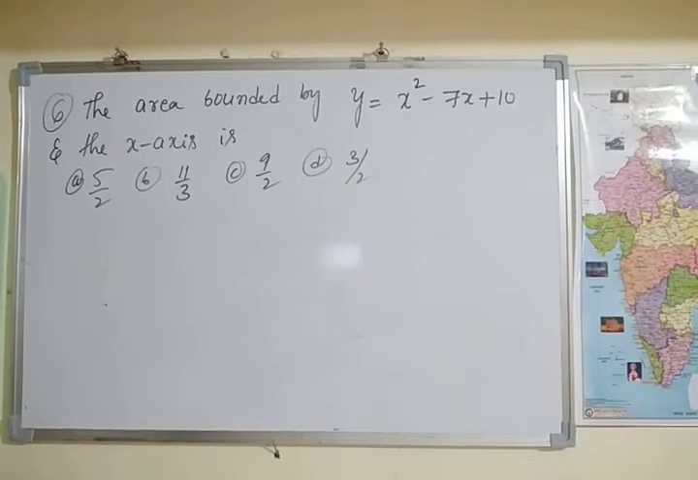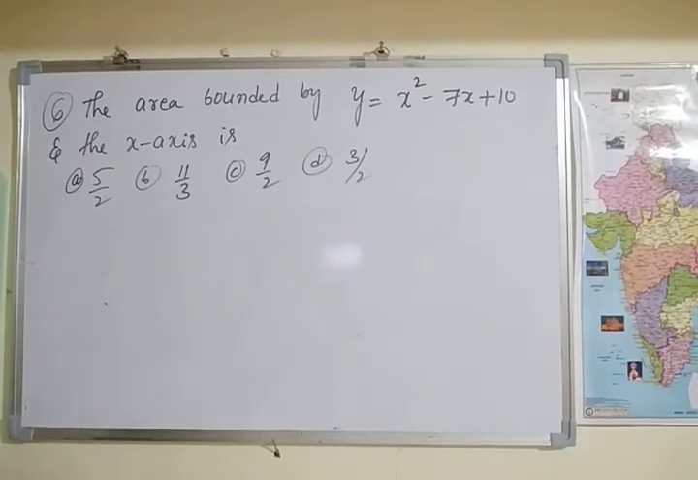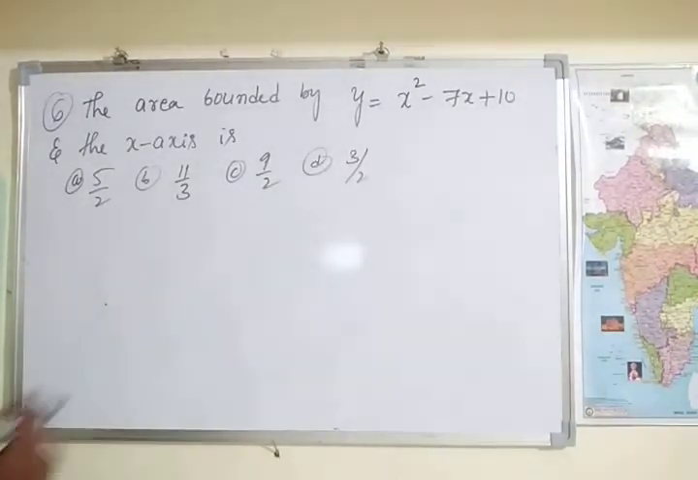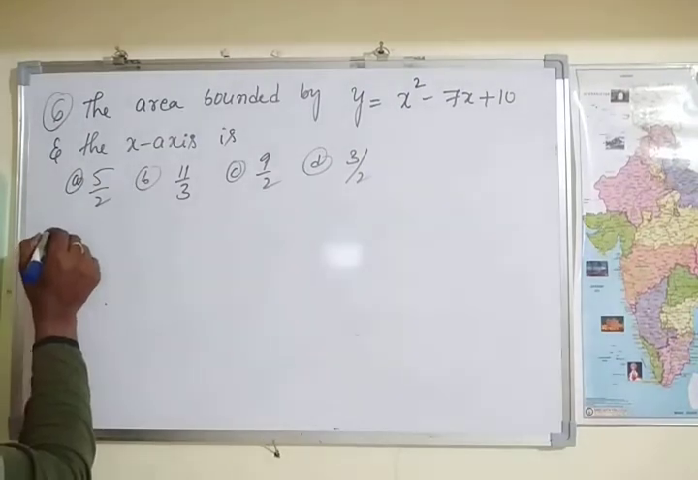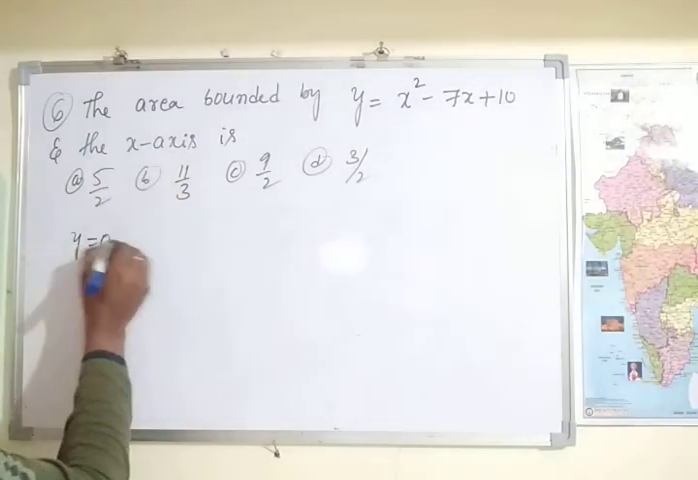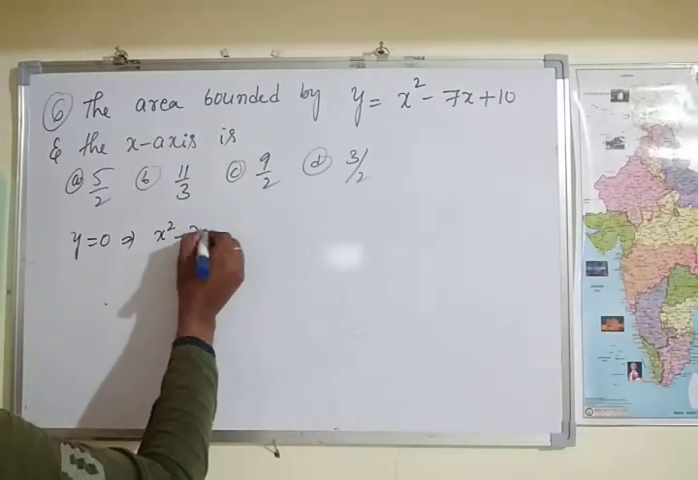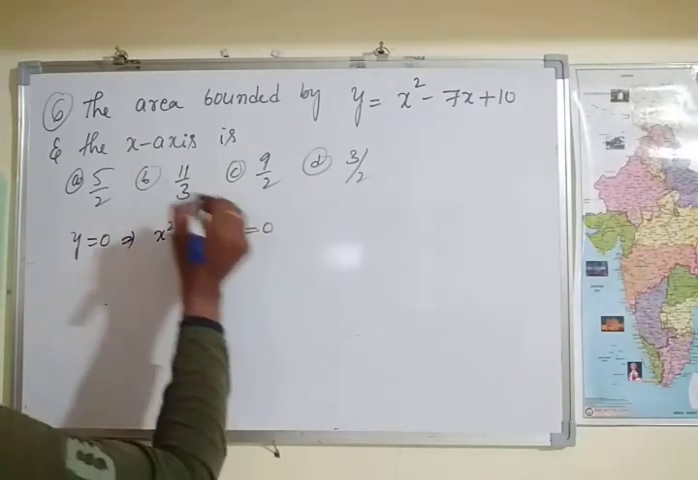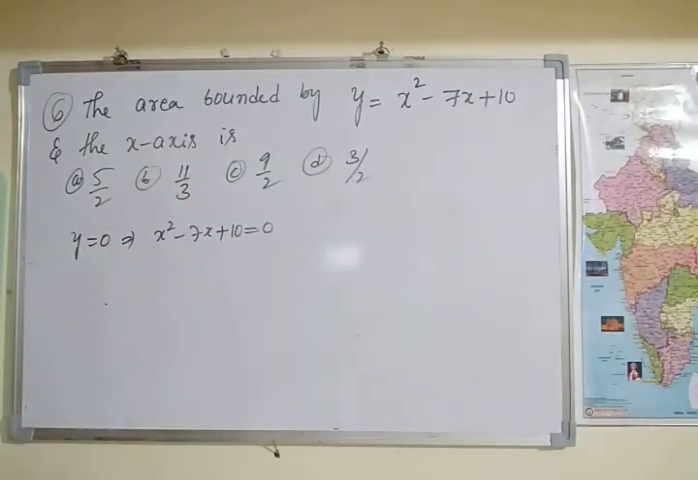Here we have the area bounded by y = x² − 7x + 10 and the x-axis. The x-axis means y = 0. This implies x² − 7x + 10 = 0. Now we have to find the factors of this equation.